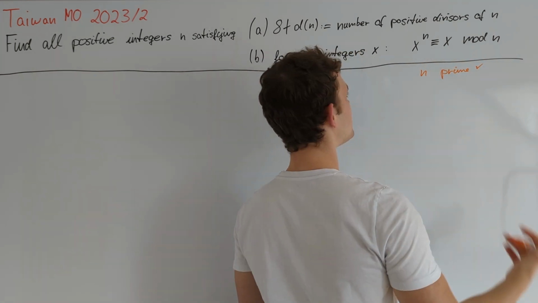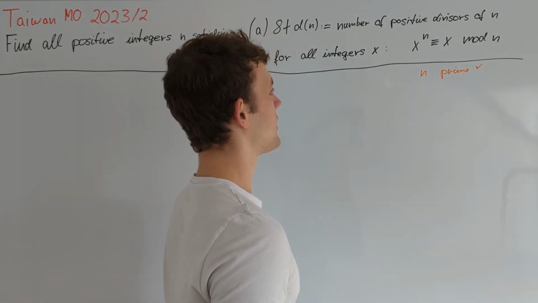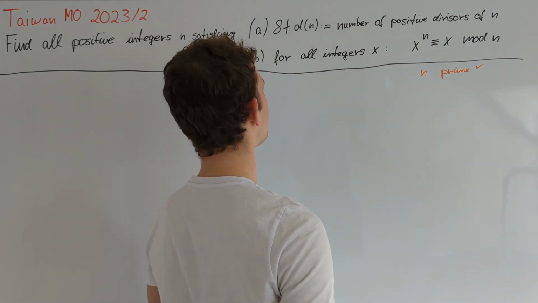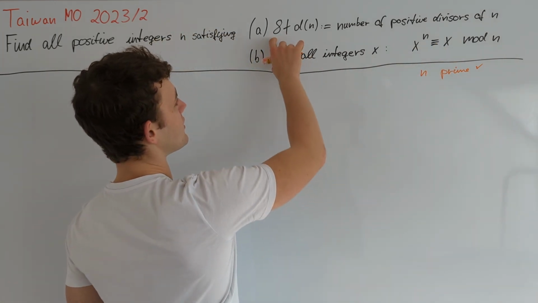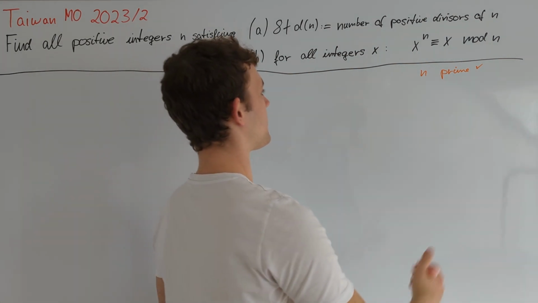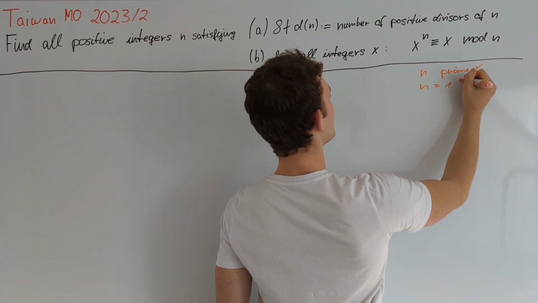indeed works. I also want to get the trivial solution out of the way, namely n equal to 1. This is a trivial congruence, and furthermore 8 does not divide 1, which is the number of positive divisors of 1, and hence n equal to 1 also works.